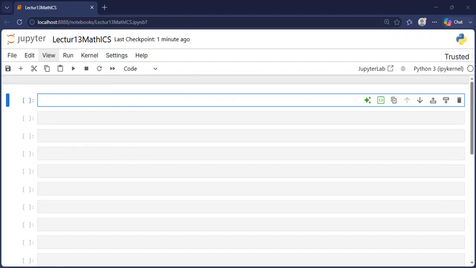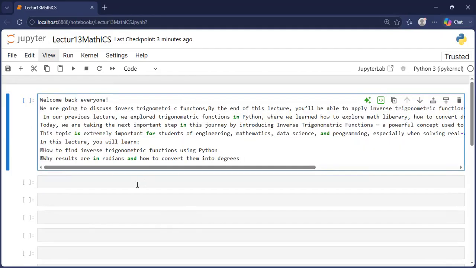we are taking the next important step in this journey by introducing inverse trigonometric functions, a powerful concept used to find angles when the trigonometric value is already known. This topic is extremely important for students of engineering, mathematics, data science, programming, and many other areas. In this lecture, we learn how to find inverse trigonometric functions using Python, why results are in radians, and how to convert them into degrees. So let me paste this material here and let's start the coding.